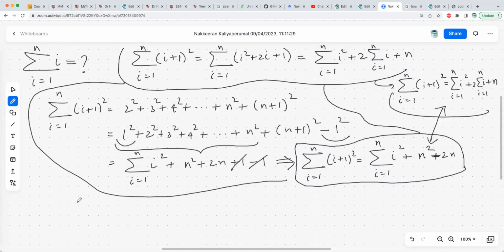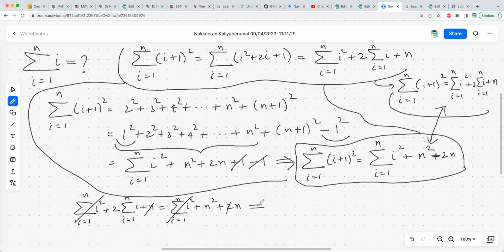So that will lead to the summation of i from 1 to n of i squared plus 2 times the summation of i from 1 to n of i plus n, must be equal to the summation of i from 1 to n of i squared plus n squared plus 2n. So these two terms can be cancelled, and one of the n can also be cancelled. Do you get that?